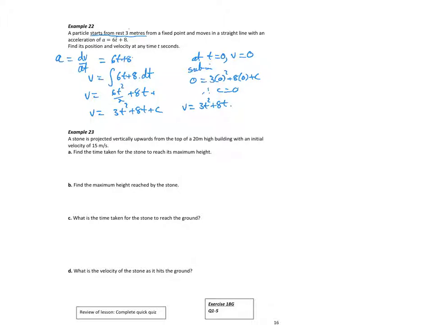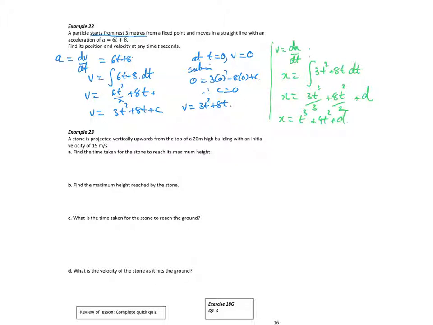Now I need a rule for my position. So velocity, which is dx/dt, therefore my position x is the antiderivative of my velocity with respect to t. So x is equal to 3t, add 1 to the power and divide by the power, plus 8t, add 1 to the power, divide by the power, plus some constant. I'll put a d because I used c earlier. It doesn't matter, but we should use the same one. 3 on 3 is t cubed, plus 8 on 2 is 4, plus some d.